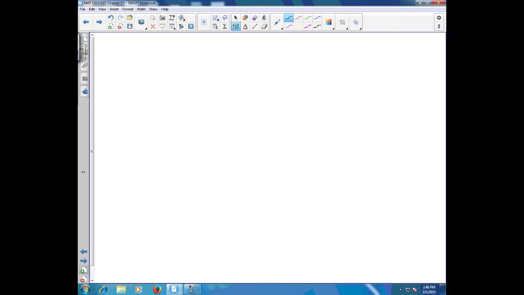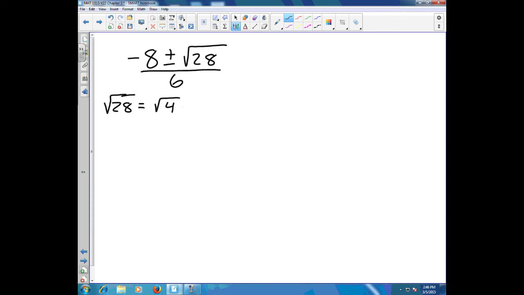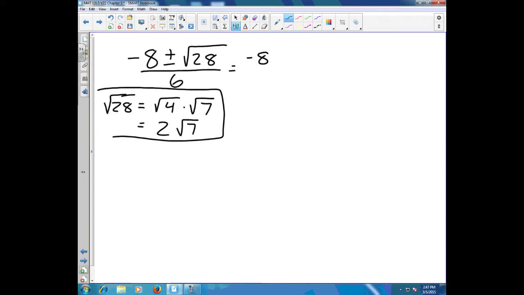So what we have is negative 8 plus or minus the square root of 28 over 6. The first step to simplifying this is to simplify the square root. So the square root of 28 is the square root of 4 times the square root of 7. 4 is the largest perfect square that will divide evenly into 28. And so we're going to get 2 times the square root of 7. And we're just going to replace the square root of 28 with that. What we get is negative 8 plus or minus 2 times the square root of 7 over 6.